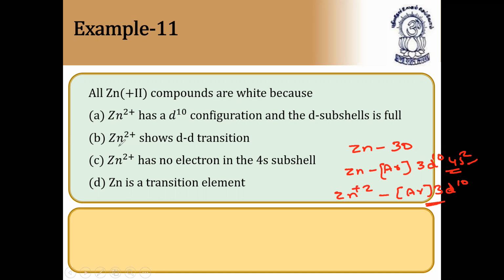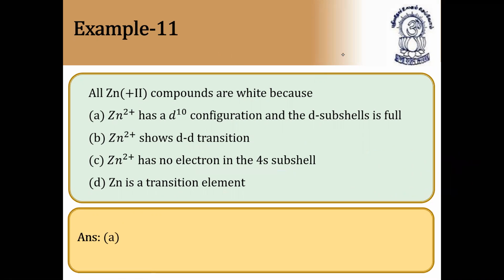That is first. Zn plus 2 shows d-d transition, that's why it is exhibiting color, we can say. And Zn plus 2 has no electron in the 4s subshell. And Zn is a transition element. It is not a transition element. So only options 1, 2, 3 are related to this white color. White color is due to d10 configuration, because it has no color. White color means colorless. Since it has d10 configuration and the d subshell is full, there are no unpaired electrons. As there are no unpaired electrons, there is no d-d transition. So the answer is first option. First option, very, very important.